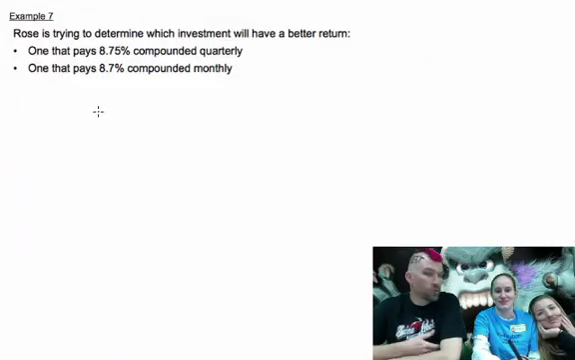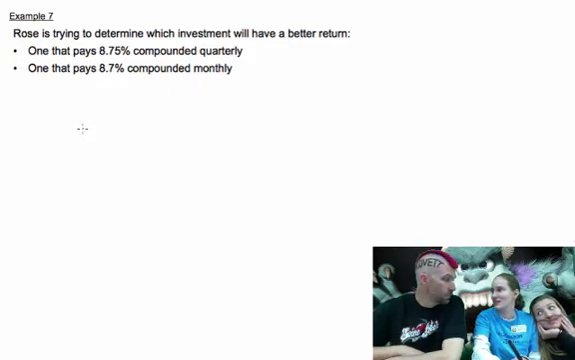So Rose is trying to determine which investment's going to be better, right after she got back from the Titanic. Yes. Okay. Save me, Jack. You're my only hope, Jack.